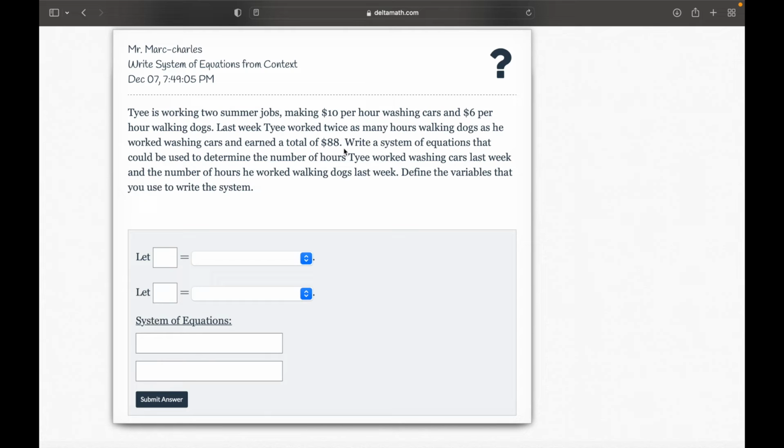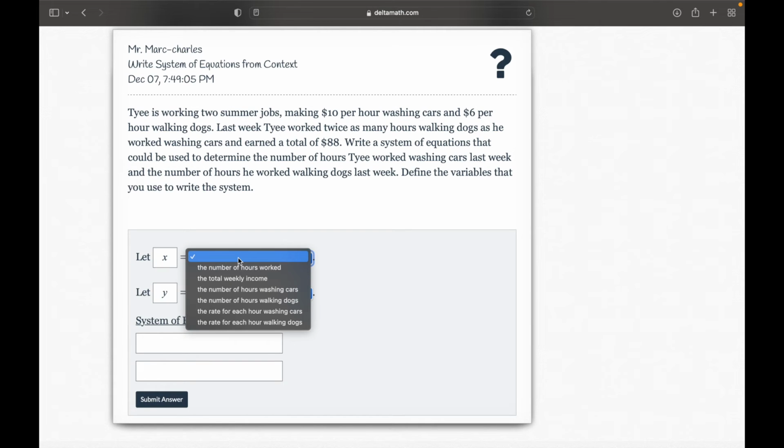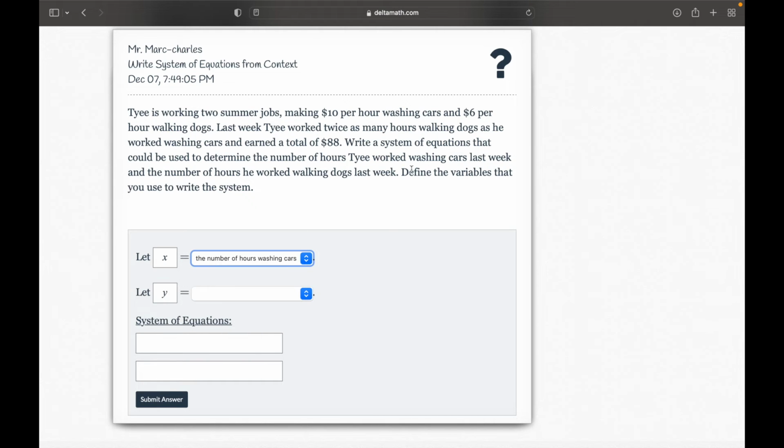Write a system of equations that can be used to determine the number of hours Tai worked washing cars and the number of hours worked walking dogs. So he washes cars and he walks dogs. I'll do x and y again. You can choose any letter you like. He washes cars, and it's the number of hours working washing cars, and the number of hours walking dogs.